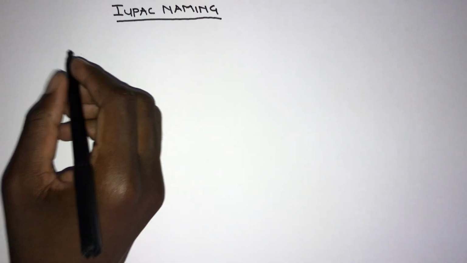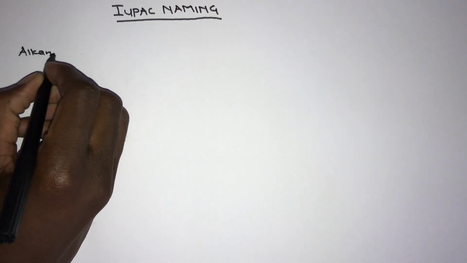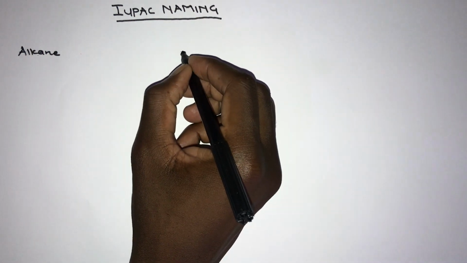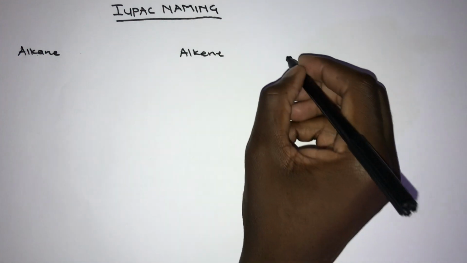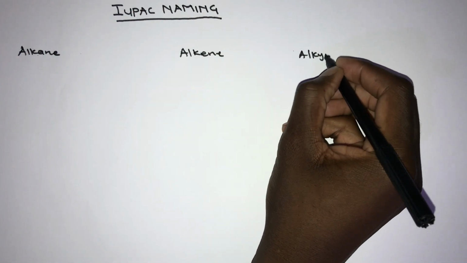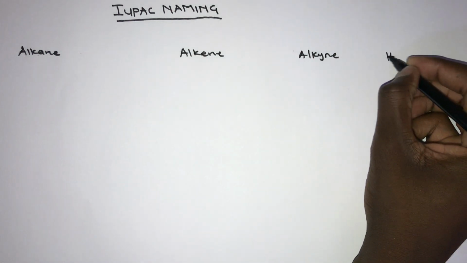Today let's try the IUPAC naming. So today I'll just do alkanes, alkene, let's say alkene, alkyne, and also the haloalkanes.